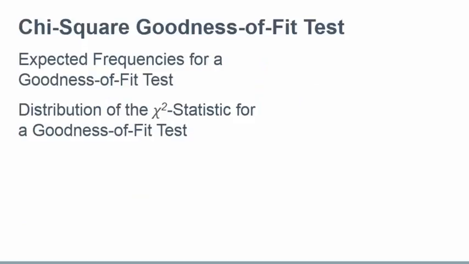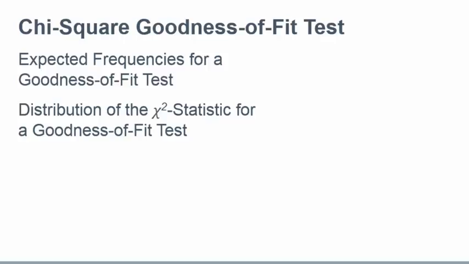Recapping chi-square goodness of fit test. Expected frequencies for a goodness of fit test. To find the expected frequencies, we use the formula E equals N times P, where N is the sample size and P is the relative frequency for the given value in the null hypothesis.